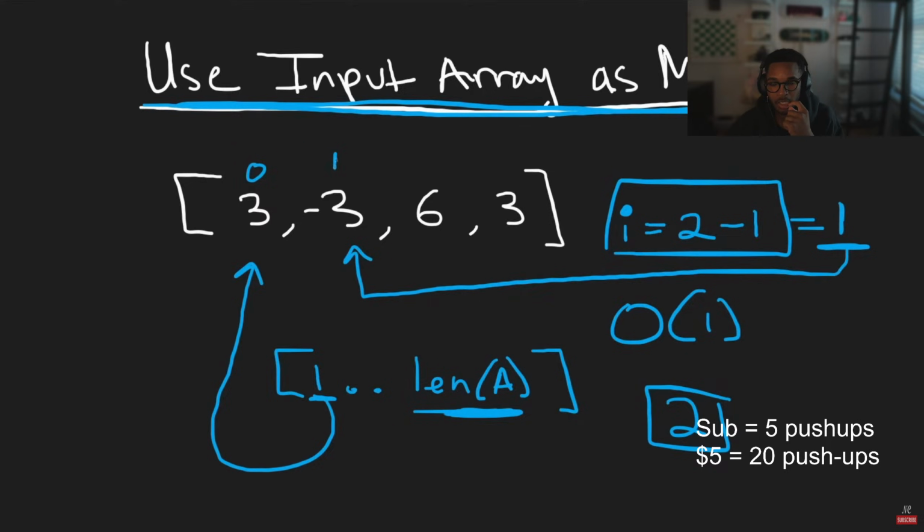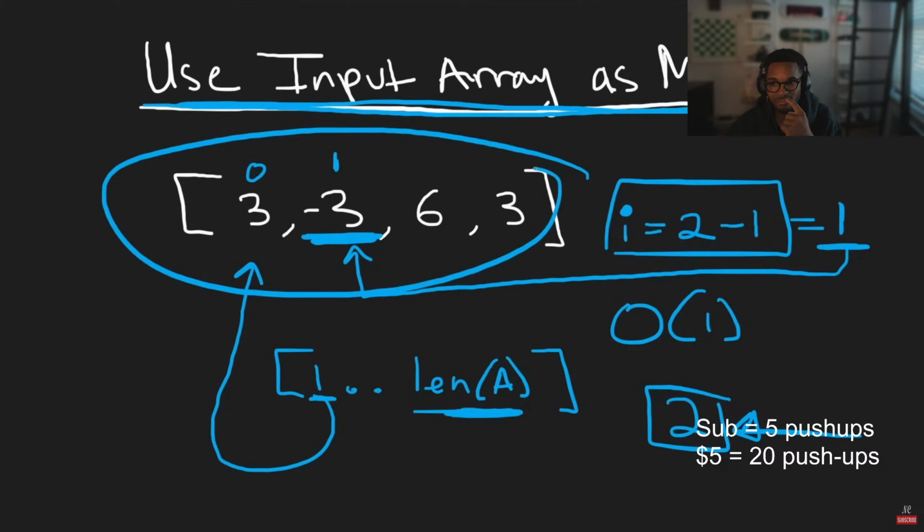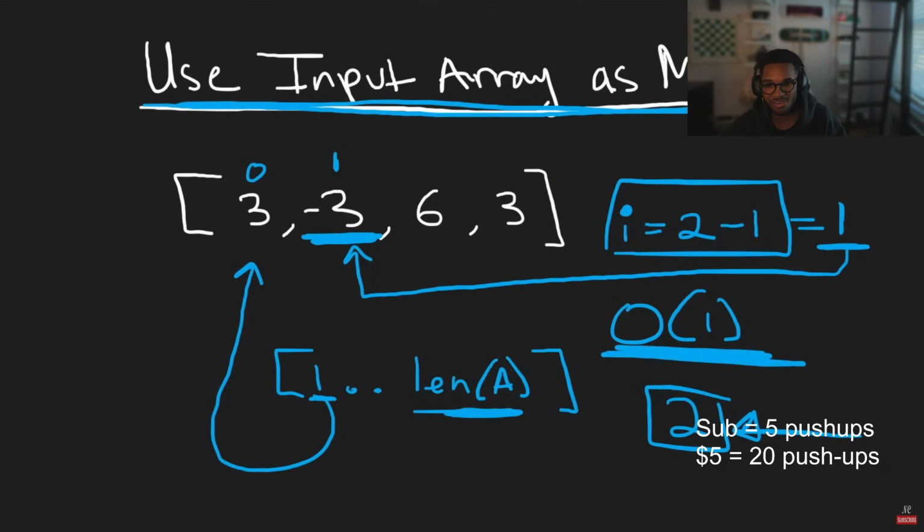This is 0. This is 1. And we're going to go here and we're going to check, is this value negative? Negative tells us that 2 exists in our input array. We don't know where it exists, but we know that 2 does exist. We can figure that out in constant time, right?